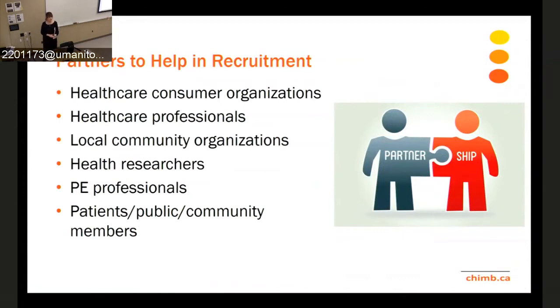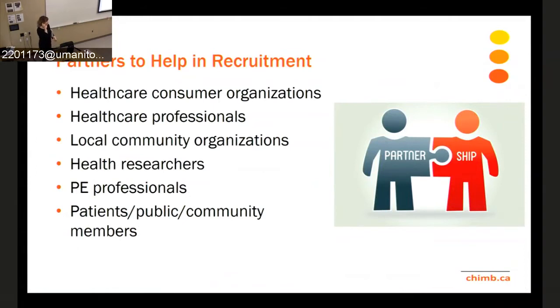So beyond healthcare consumer organizations, thinking about healthcare professionals, local community groups, health researchers, also PE, so patient and public engagement, people like myself. So every support unit across Canada has a patient partner or a patient and public engagement person within their support unit. There's also all the national networks like the Chronic Disease Network and so on that have patient engagement people that you can talk to. You can send them an email and say, do you know what the best way to identify someone is, or do you have someone that you think might be interested as well? So talking to people in that area as well.